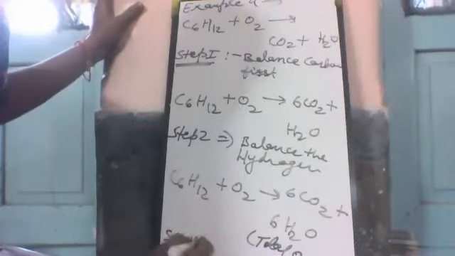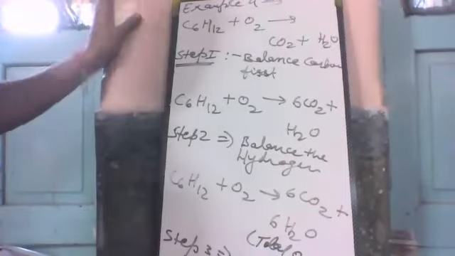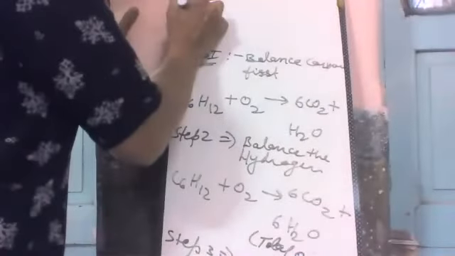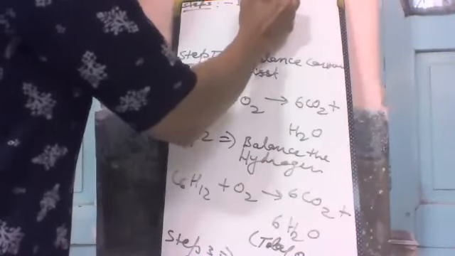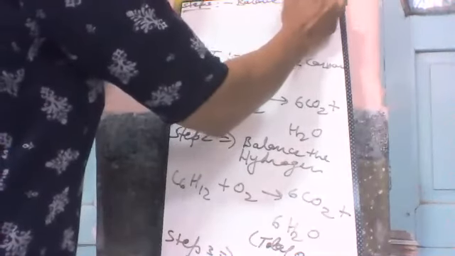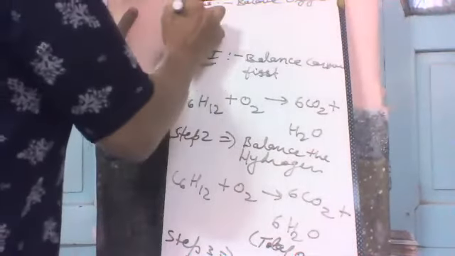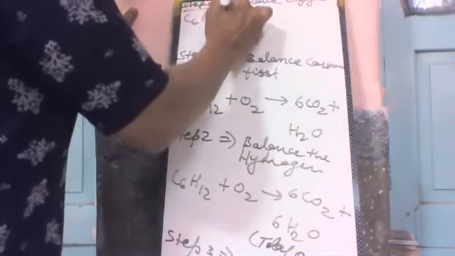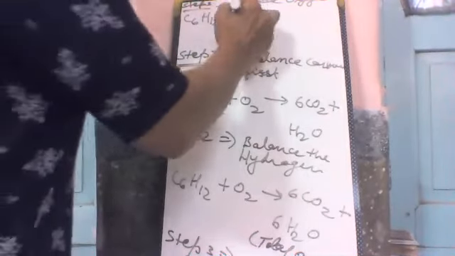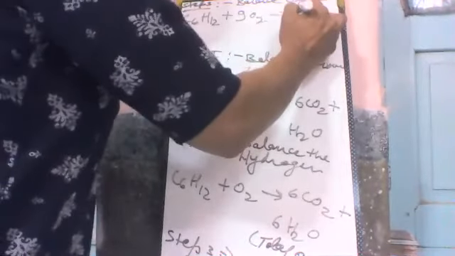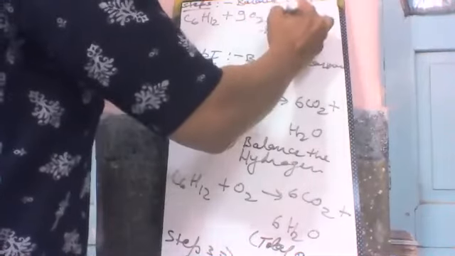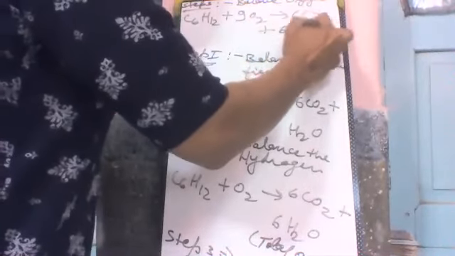Step 3. Balance the oxygen. C6H12 plus 9 O2, and it becomes 6 CO2 plus 6 H2O.